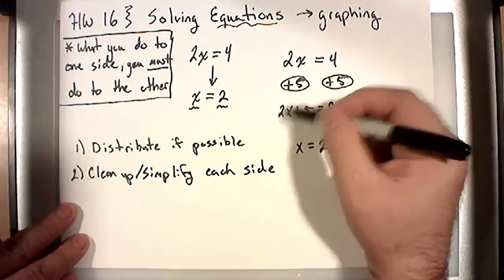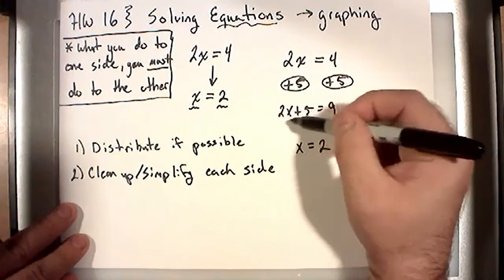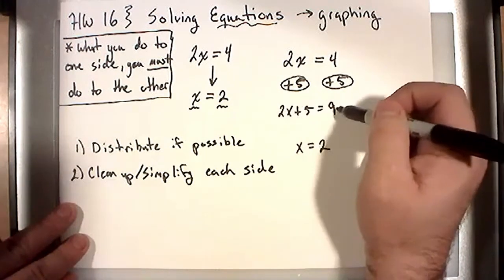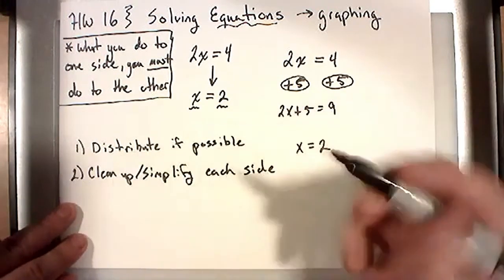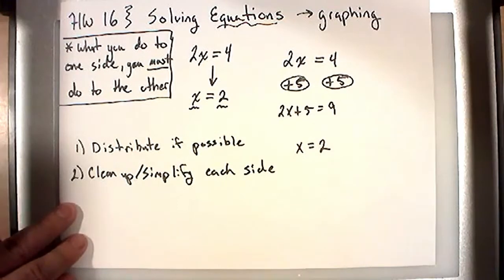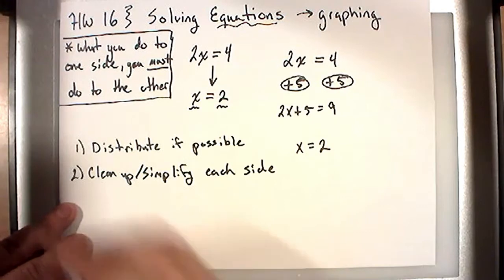Well, no, don't fall for it. Remember, 2x and 5 are not like terms. They would not add together. The other side is just 9. So when I say clean up or simplify each side, I mean if on one side you had 3 plus 5, you might as well just call that 8. You'll see what I mean as we go.